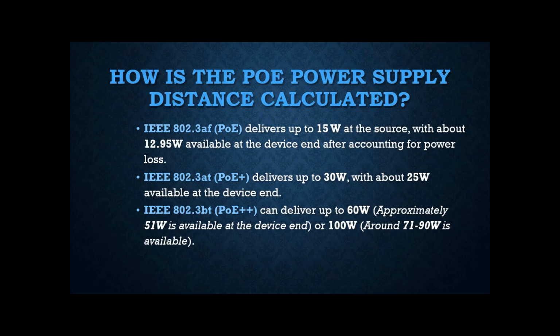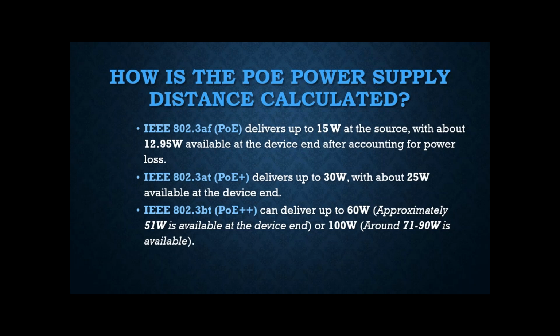First, the standard AF or PoE delivers up to 15 watts at the source, with about 12.95 watts available at the device end after accounting for power loss. This is very important to take into consideration.